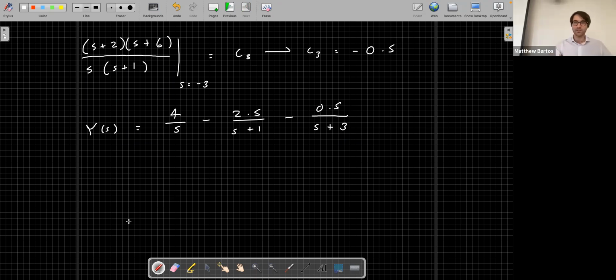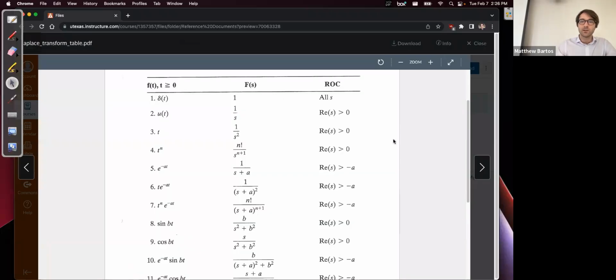Okay, so let's go through each of these terms and find what each of these is in the time domain. Let's take the inverse Laplace transform. We'll end up on the bottom here with y of t. Okay, so let's take a look at this first term here. We have 4 over s. What does this become in the time domain?